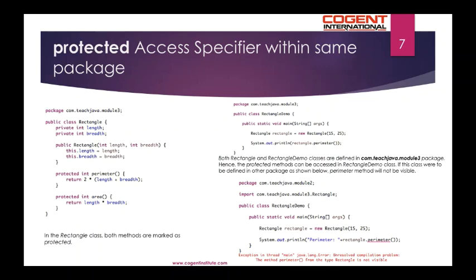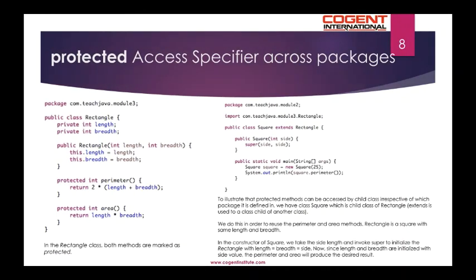If this class were to be defined in another package, as shown below, the perimeter method will not be visible. In this case, the rectangle demo is defined in com.teachjava.module, which is a different package compared to com.teachjava.module3, where the rectangle class is defined. Hence, the perimeter method, which is marked protected, is not visible in the rectangle demo, which is in a different package.